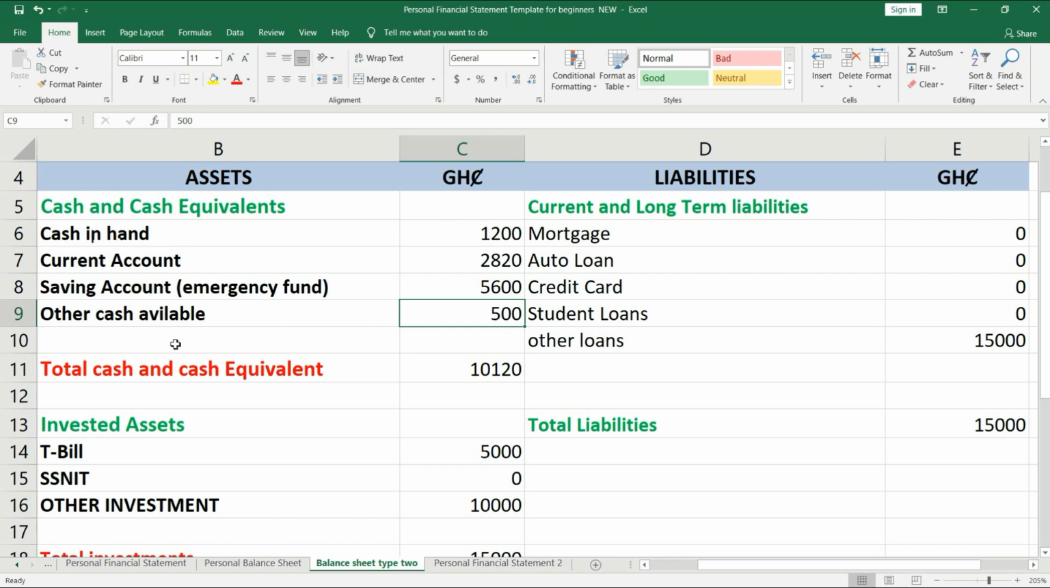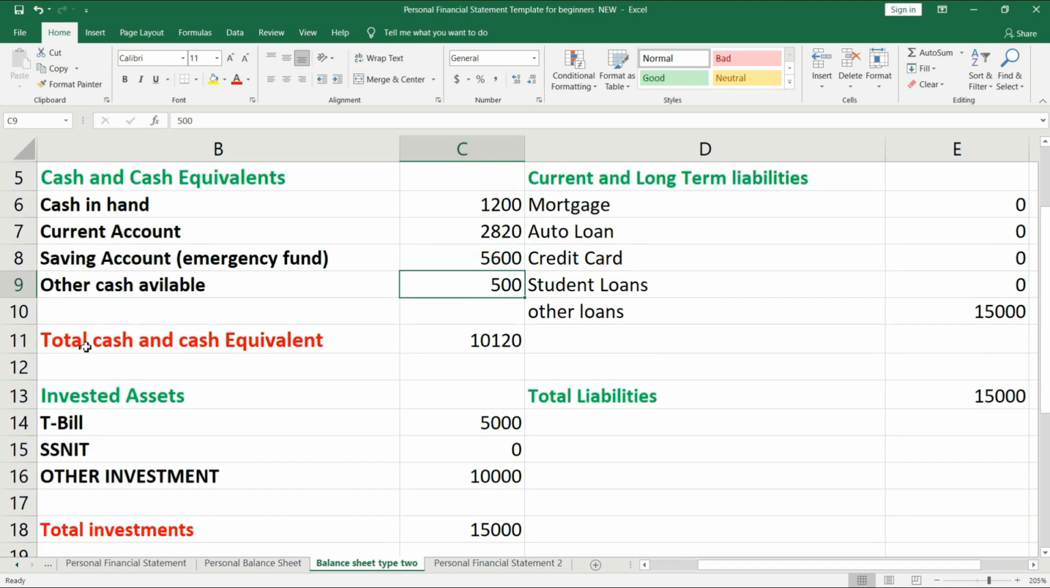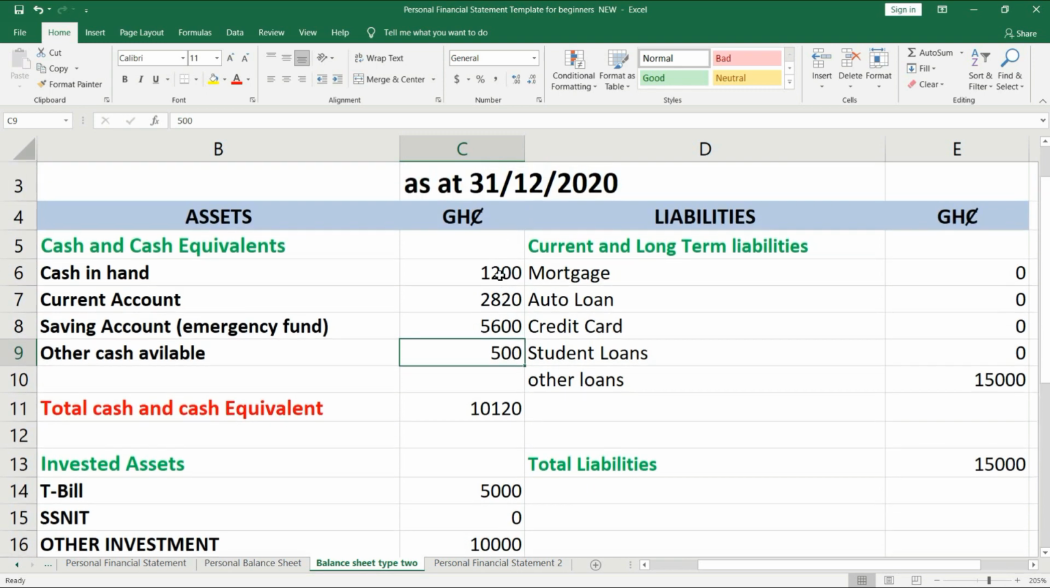Okay, so now we move to the total cash and cash equivalent. You have 10,120 cedis. You understand? It is the summation of our cash and cash equivalents. So this is also a formula. The summation of this whole thing will give you this. I hope you get me.